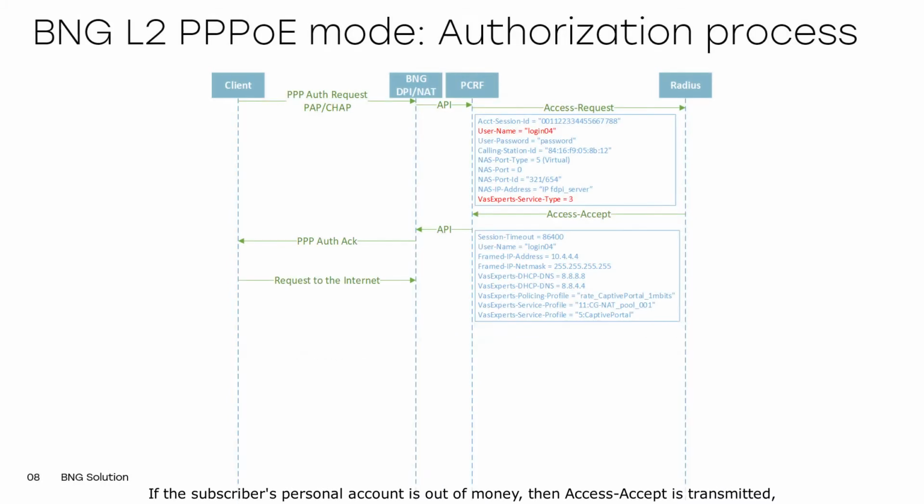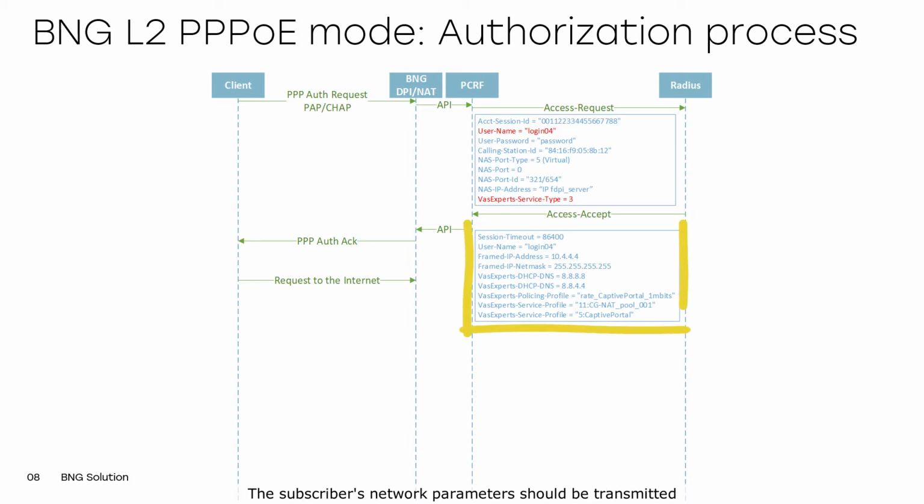If the subscriber's personal account is out of money, then access accept is transmitted, in which the attributes setting the subscriber's restrictions must be specified. This response is sent so that the subscriber can establish a session with BNG. The content is similar to access accept, but with a shorter session time. If the service list and policing are missing, then the default parameters described in the PCRF configuration are applied. The subscriber's network parameters should be transmitted so that the subscriber has access to the captive portal for further payment for services.